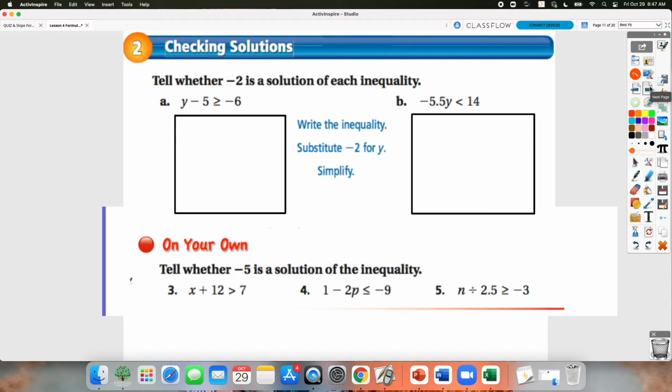All right. So I want you to do the same thing for A and B right here. I want you to tell if negative two would be a solution. So you're going to take that negative two and substitute it in for your variable and see if it would be part of your solution set. So I'm going to put 2 minutes on the timer for that. And y'all can work with your tables if you need to.